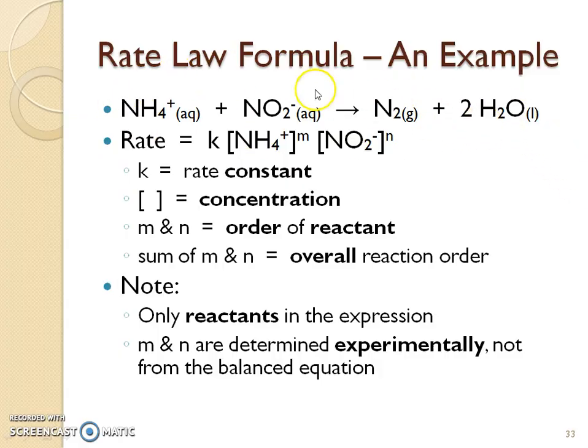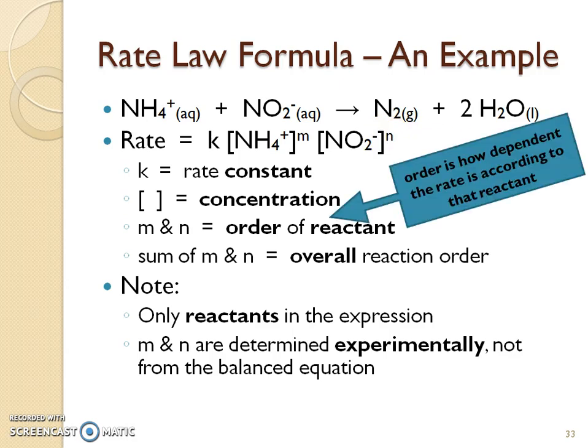So here's our reaction. We have our reactants, we have our products. So the general formula is rate equals our rate constant of this reaction, times the concentration of one reactant to some order, which we don't know yet, that exponent, times the concentration of another reactant, again, I should say, to that exponent n.